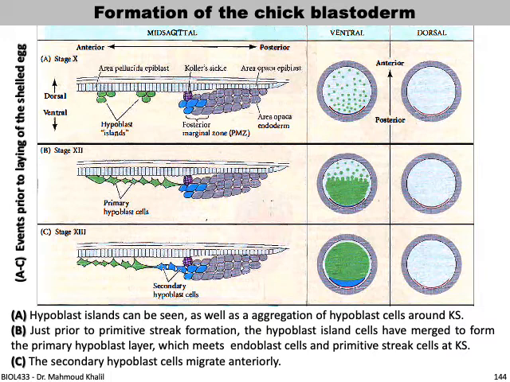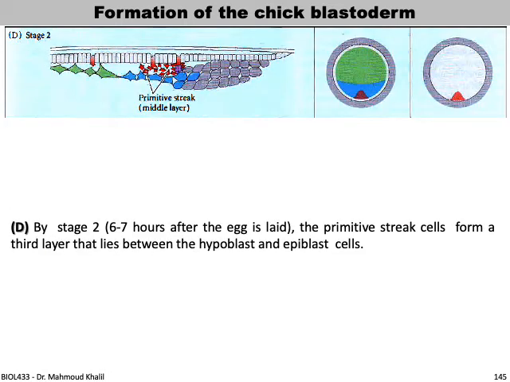Finally, you can see that the primary hypoplast cells, the green ones, got connected with the blue ones, which are the secondary hypoplast cells coming from the posterior marginal zone. And then the secondary hypoplast starts to migrate anteriorly to form a complete layer. After that, the primitive streak starts in the middle layer, represented by the red color here, at stage 2, 6 to 7 hours after the egg is laid. The primitive streak cells, which we said before are a local thickening of cells, form a third layer that lies between the hypoplast and the epiplast.